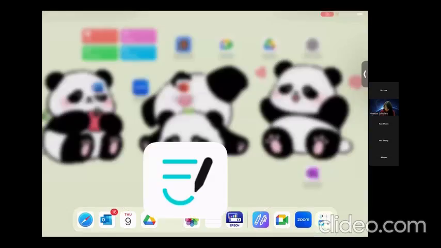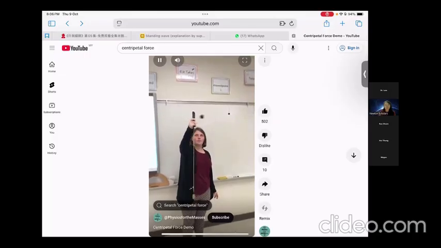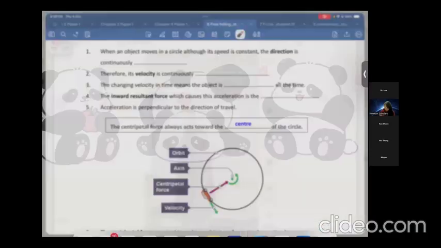Centripetal force, for example, this is a very simple demonstration. You will find that there is a string holding the object, so the object can move in a circular path, in circular motion. What causes the object to move in this way? This is what we are going to learn today. So we come back to our lesson here.